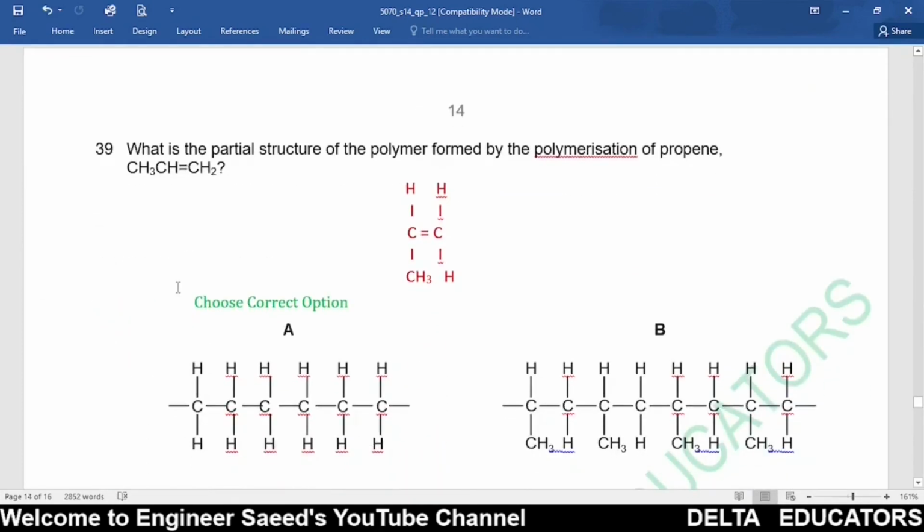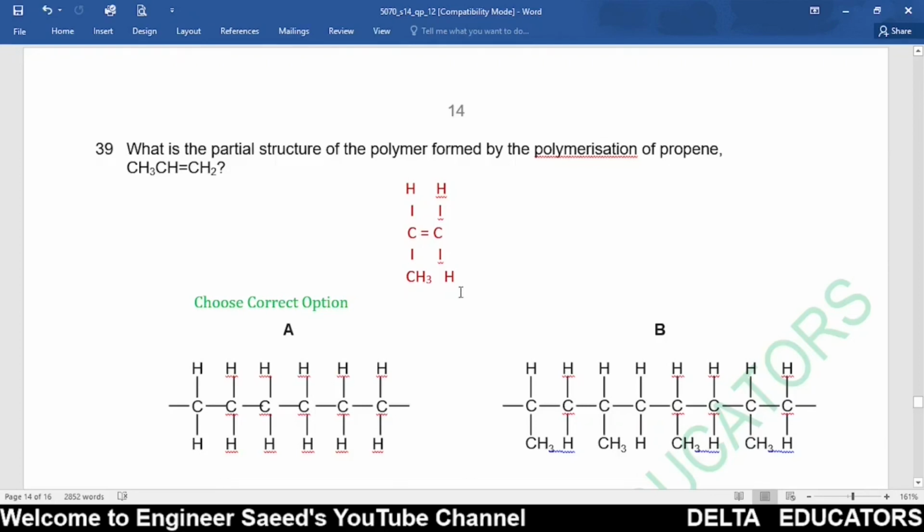Question number 39. What is the partial structure of the polymer formed by the polymerization of propene? Here the formula of propene is given. In this formula we have two carbons. In between these two carbons we have a double bond. Now with this carbon we have one methyl radical and one hydrogen. With this carbon we have two hydrogens.